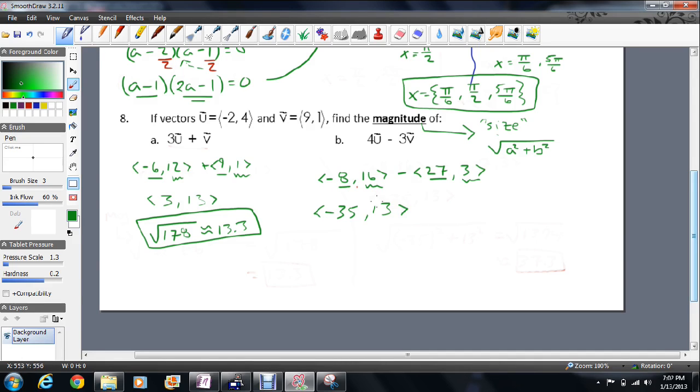So I want to show the work this time because this negative sign out front here kind of messes people up. Make sure when you use our formula, a squared plus b squared, and taking the square root of that answer, make sure that you put parentheses around the negative being squared or your calculator will compute it wrong. Plus 13 squared. That gives you the square root of 1,394. And that's approximately equal to 37.3. That's it. All done.